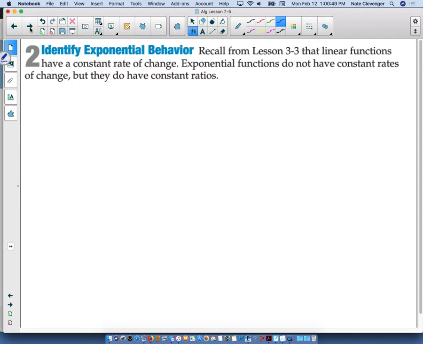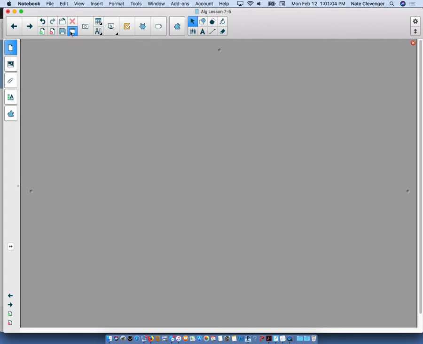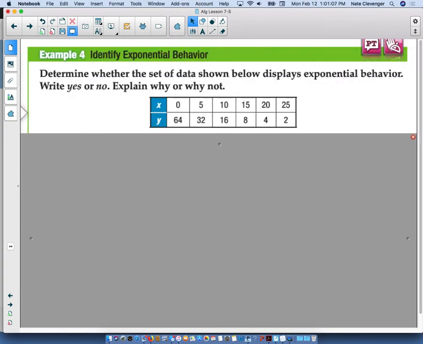Okay, identify exponential behavior. Let's see. Concentration. Determine whether the set of data shown here displays exponential behavior. Does that look like exponential behavior? What's exponential? Exponential is where we have y equals something to the x power, your base to the x power.